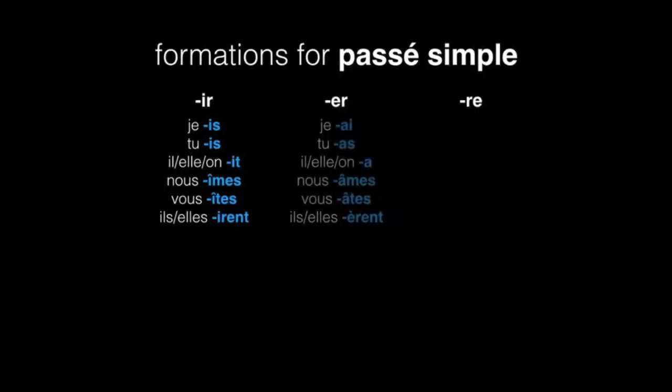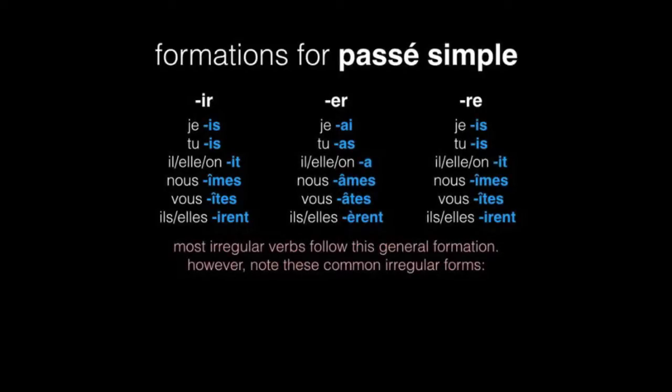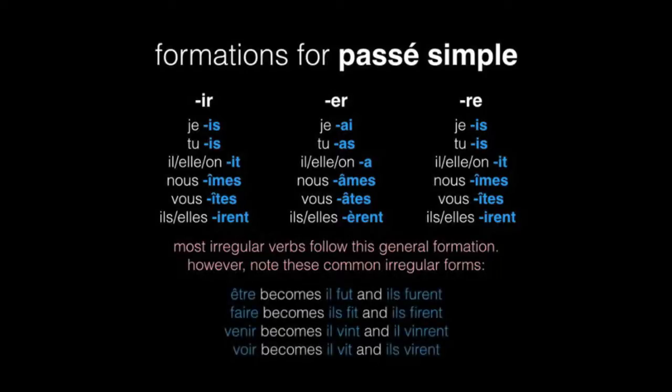For the formations, I'll just give them to you really quick here. And it helps to memorize those regular forms. Most irregular verbs actually do follow this general formation. However, there are some common irregular forms. For example, être becomes il fut and ils furent. Faire becomes il fit and ils firent. Venir becomes il vint and ils vinrent. And voir becomes il vit and ils virent.